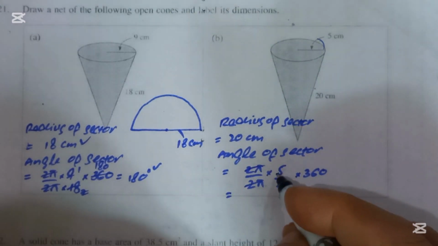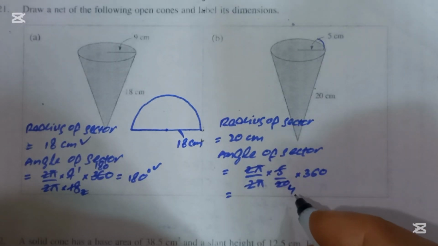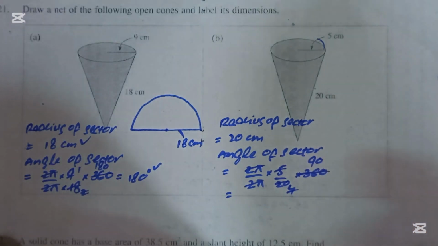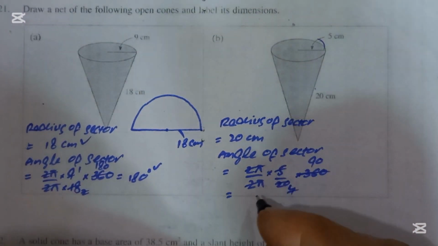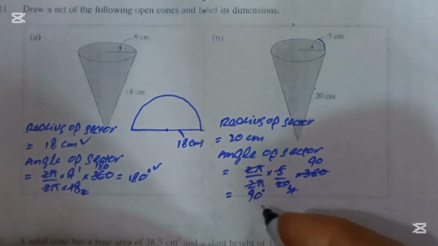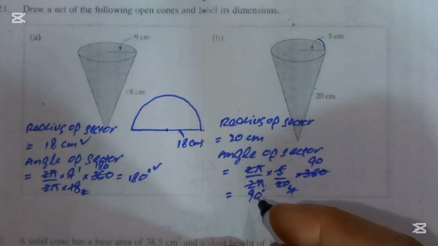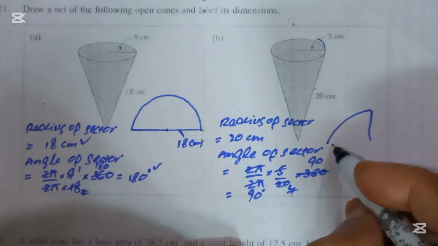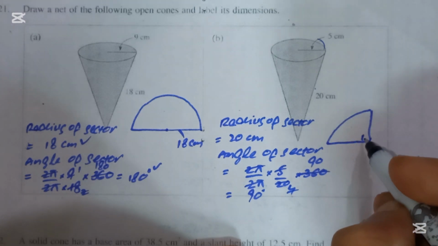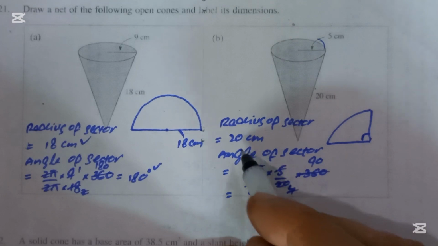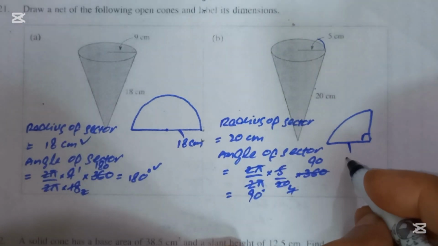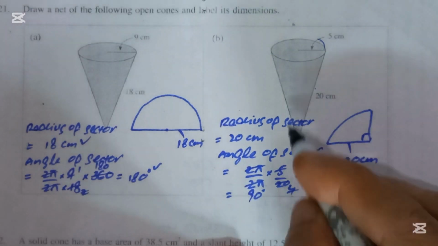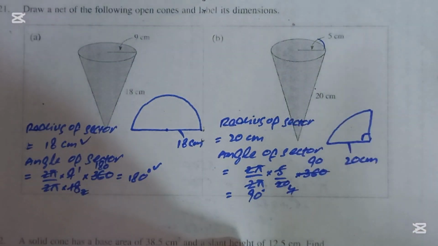This 2 pi will be cancelled by 2 pi. 5 ones are 5, 5 fours are 20, and 4 nines are 36. 0 will remain as it is. 0 will be placed. So angle of the sector will be 90 degree. This 90 degree shows that there will be a quarter of the circle. So this is the net, and radius is 20 centimeter. So this is 20 centimeter, and this 90 degree shows this is a quarter. So this is the net of this figure.